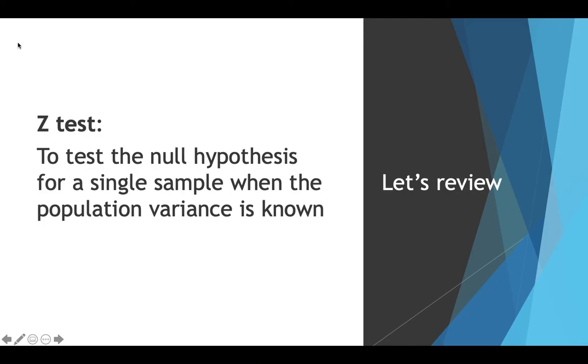A z-test tests the null hypothesis for a single sample when the population variance is known. So a z-test falls under the umbrella of inferential statistics. It allows us to test our sample against the general population and be able to generalize to that population.